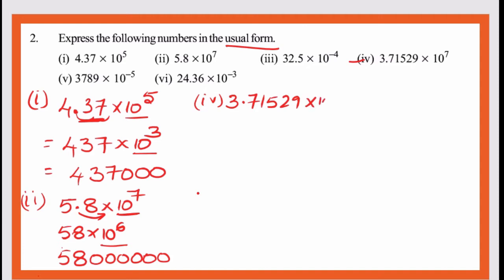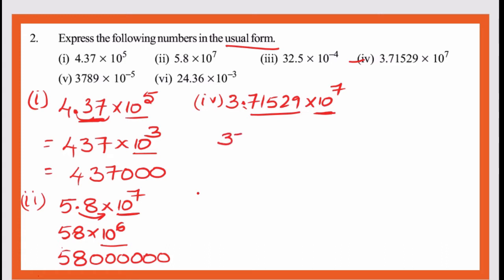3.71529 into 10 power 7. See, after the decimal point, how many digits are there? So how many decimal places do we have? 5. So first of all, we need to convert these. I need to move this decimal point to the right-hand side. How many places do I need to move? I need to move 5 places. To move 5 places, I need to take 10 power 5 from this.